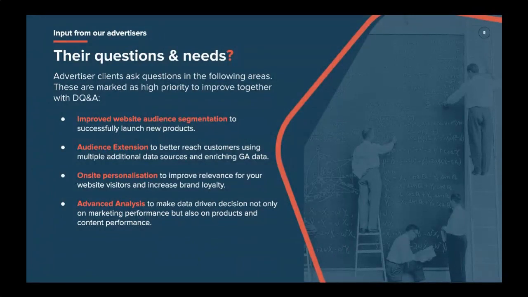around these four macro areas. Let's say, how can I improve my audience segmentation? Why would I use Google Analytics 360? How can I act on audience extensions? So basically enriching my data with information that I have received from my visitors, but I store in other systems. And on-site personalization in terms of improving website functionality or A/B testing, as well as advanced analysis.